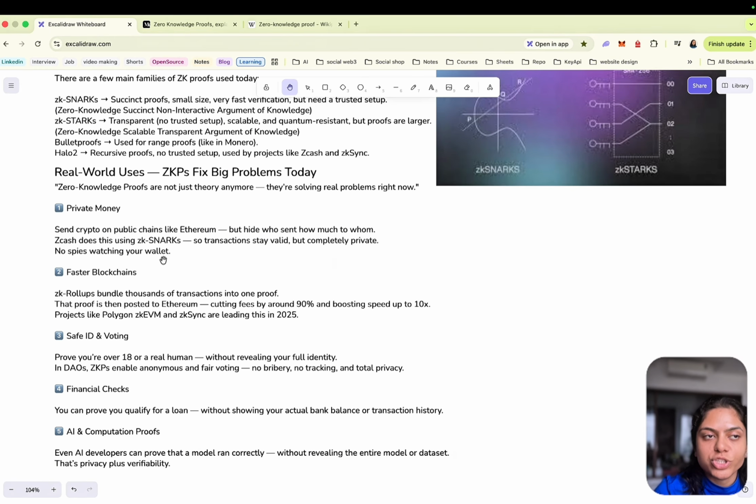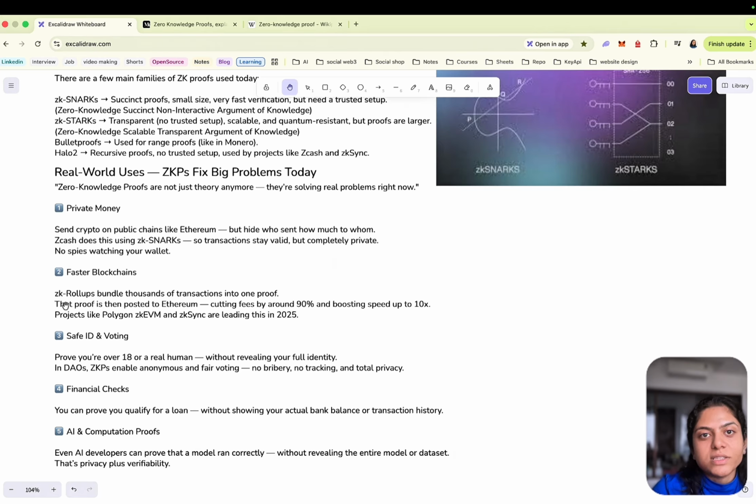No spies are watching your wallet, meaning no spies or hackers can see how much was transferred, in which wallet, and to which address. All that information is hidden, and the transaction is still valid. That kind of use is by Zcash in private money.